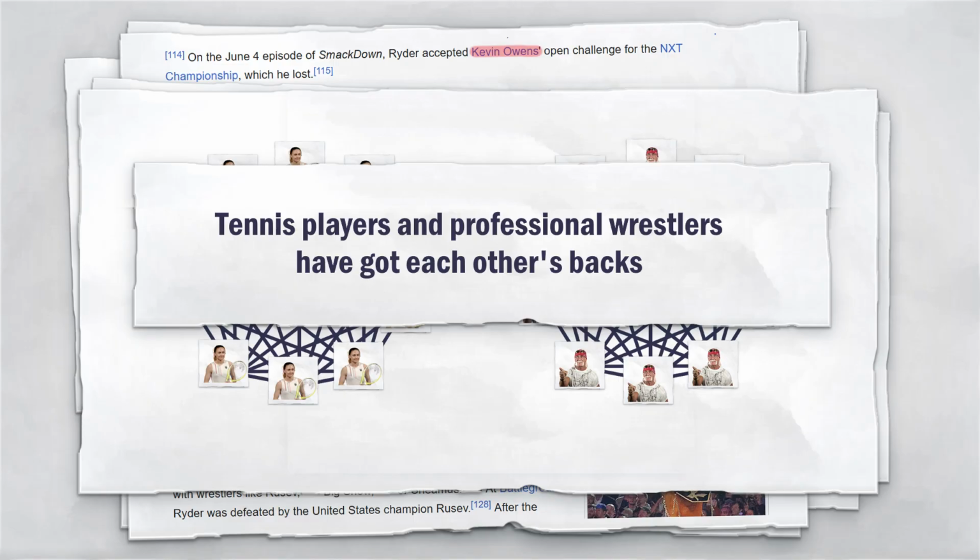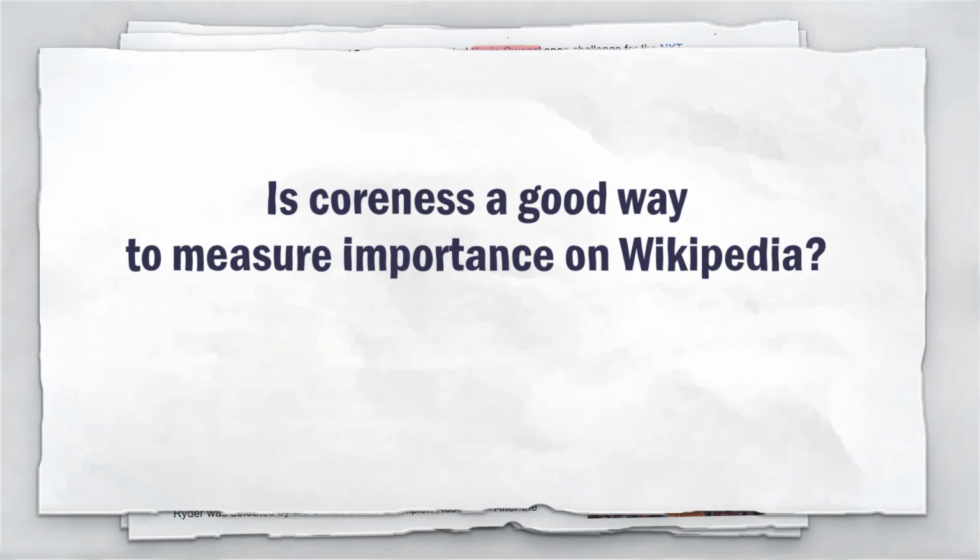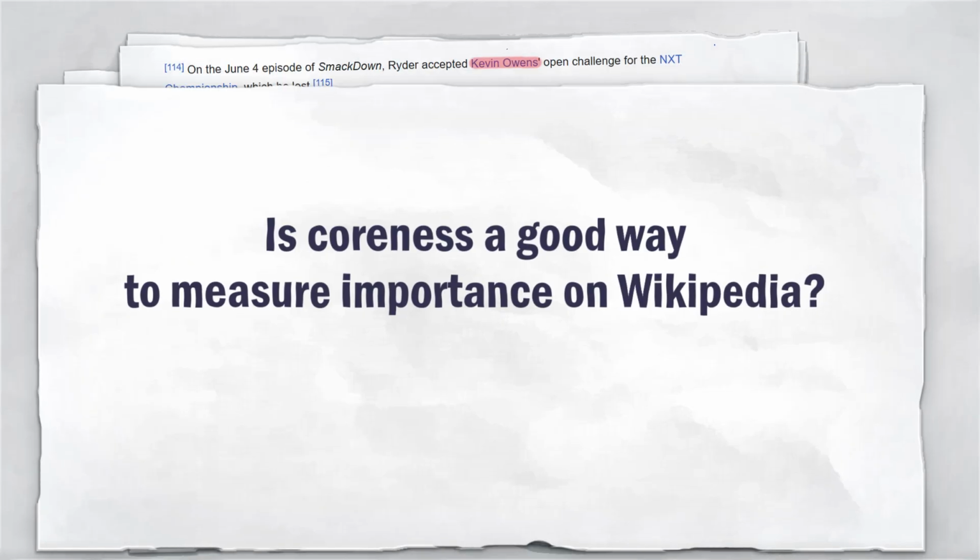So what's the moral of the story? Maybe it's that k-Coreness is not the right way to find important people on Wikipedia. Or maybe we just shouldn't call it important and instead say that k-Coreness finds the most tightly knit groups. Or maybe tennis players and pro wrestlers really are the VIPs of Wikipedia. Why not? I know at least 6,000 people who would agree.